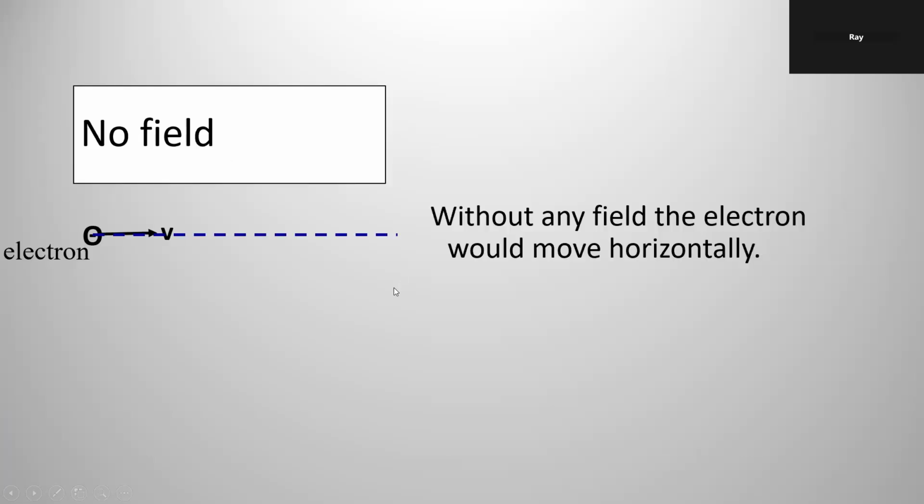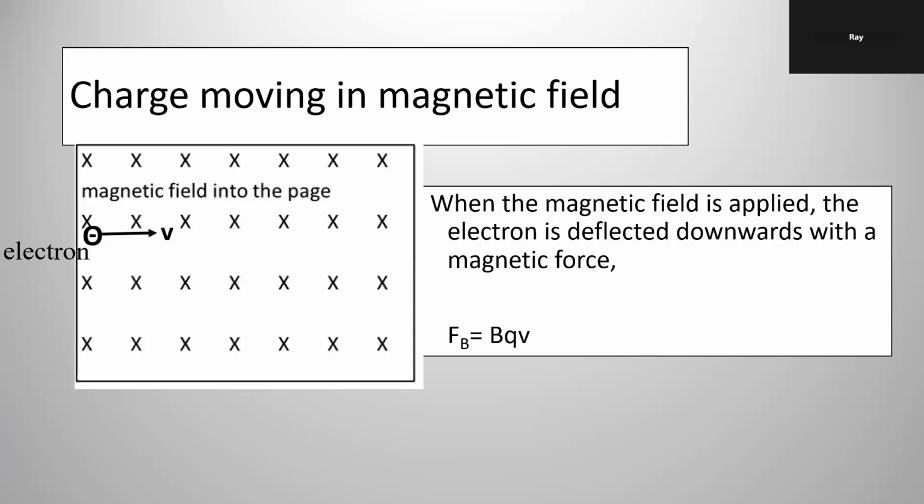Without any field, the electron will move horizontally. Okay, charge moving in a magnetic field. When the magnetic field is applied, the electron is deflected downwards with a force BQV. Can you get the direction?